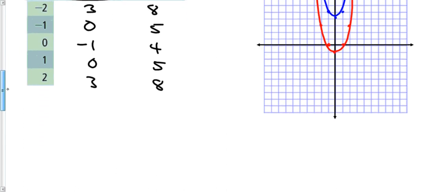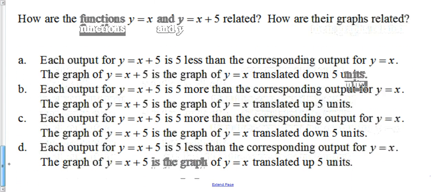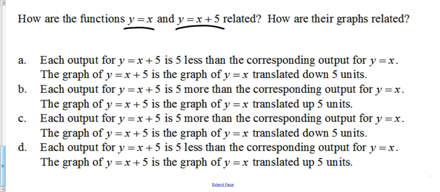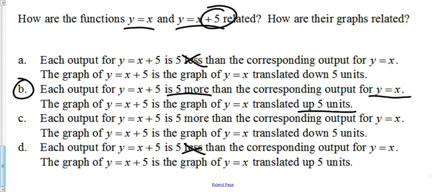Okay, let's look at some of the multiple choice that we did in class. How are these two functions related? Here's my parent function. Here's my other function. Well, this is the difference. That means the graph is 5 more than my output from my original function, and it means that I've gone either up or to the right. So I can get rid of anything that says less. And so the answer is B, right? It's 5 more than my output from my original function, which means it's gone up 5 units, not down 5 units.